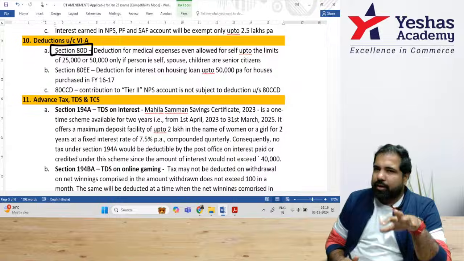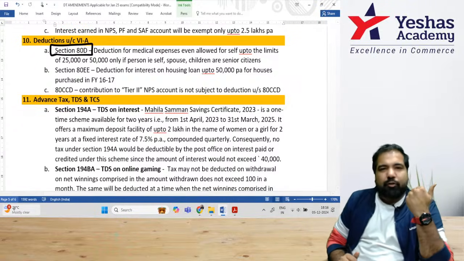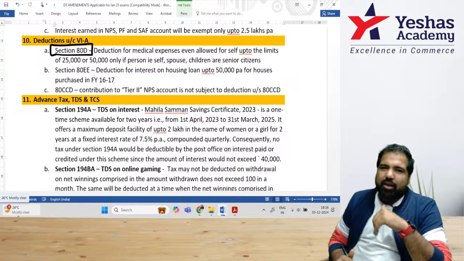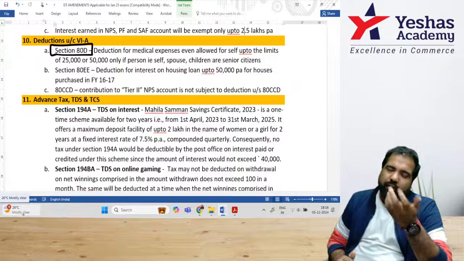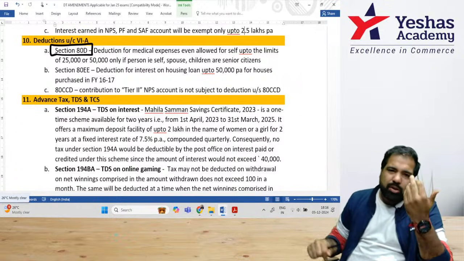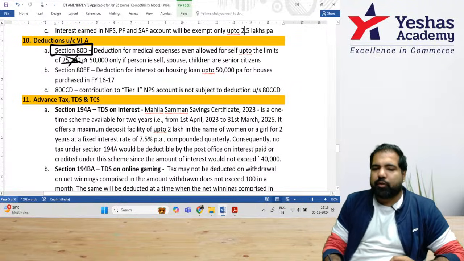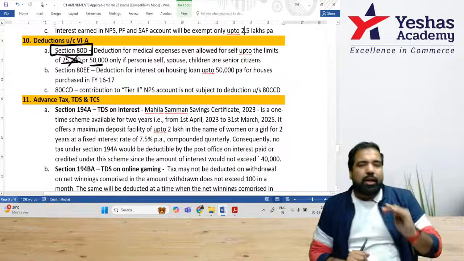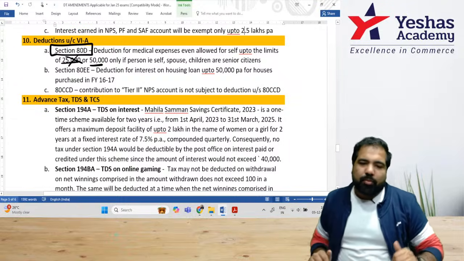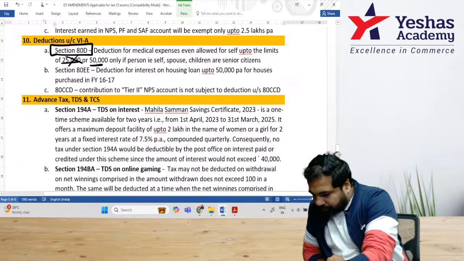Yes. We've already written this. This part you already know. What you don't know is this next part. Even for yourself, if you don't have medical insurance and if you're a senior citizen, then you get a deduction for medical treatment. Not just for parents, but also for you. But again, within the overall limit of 25,000 or 50,000. Since you're a senior citizen, it will be 50,000. That means even after medical treatment, the deduction cannot be more than 50,000. All right.